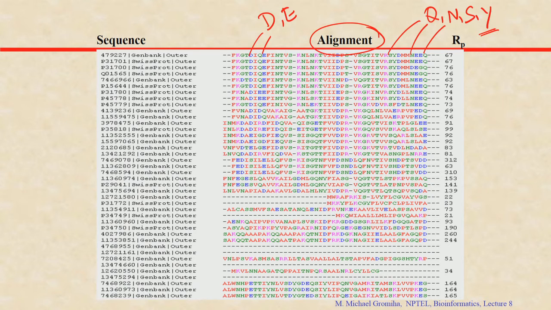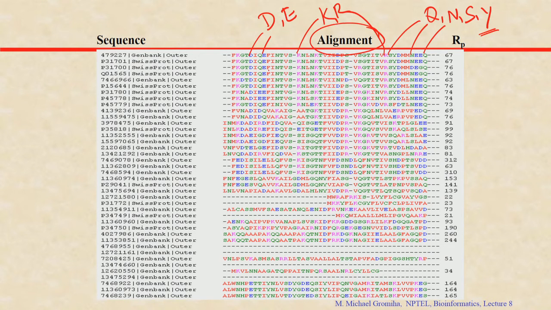Then what is the magenta one? Positive charge. K, here is R. So, positive charge. Then we have the red one, mainly the hydrophobic residues, right, valine, isoleucine, phenylalanine and so on.